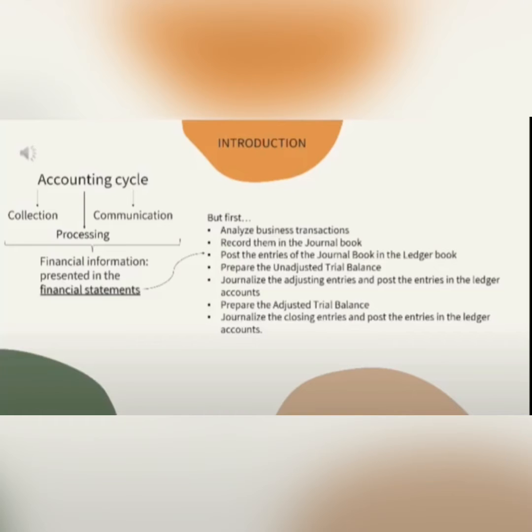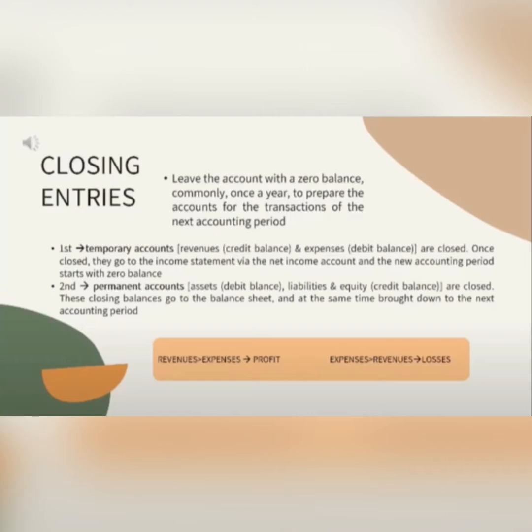4. Prepare the unadjusted trial balance. 5. Journalize the adjusting entries and post the entries in the ledger accounts. 6. Prepare the adjusted trial balance. 7. Journalize the closing entries and post the entries in the ledger accounts. And finally, we are ready to prepare the financial statements.